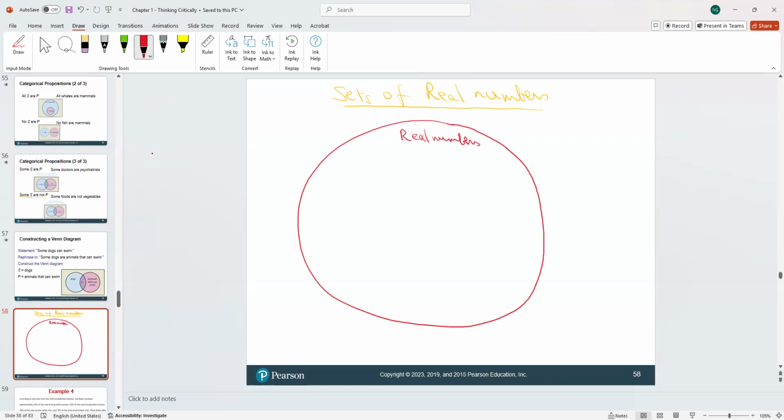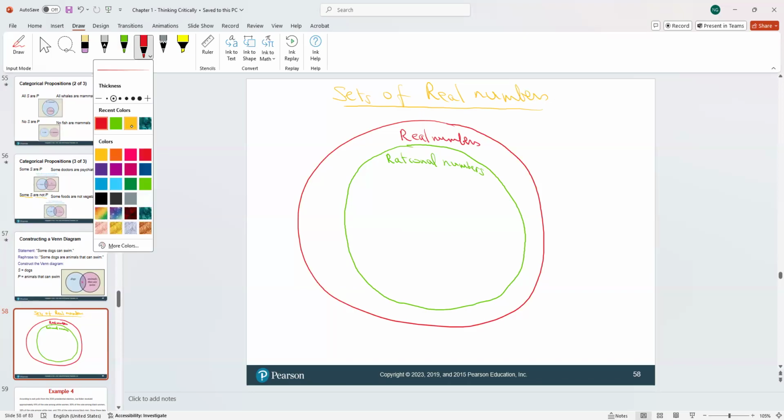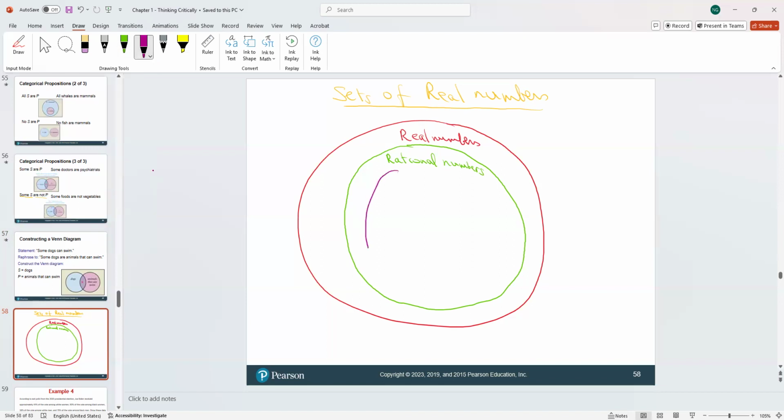But inside of real numbers, remember we also have rational numbers. If I include the rational numbers, they are all real numbers, so I put them inside. We call them a subset. Rational numbers are all numbers that are positive, negative, zero, fractions, and decimals. So rational numbers is almost everything. And then we also have the integers. The integers are also rational numbers, and they are also real numbers. So we put the integers inside.